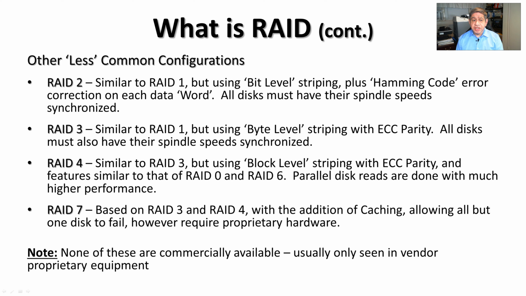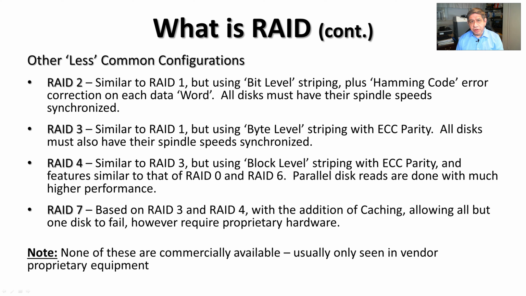RAID 3 is very similar to RAID 1 as well, but it does it at the byte level, and as a result it can do the ECC parity on small blocks rather than an individual bit level. And as a result of that, it is also very fast and requires special hardware, but also requires that the actual spindle speeds are synchronized.